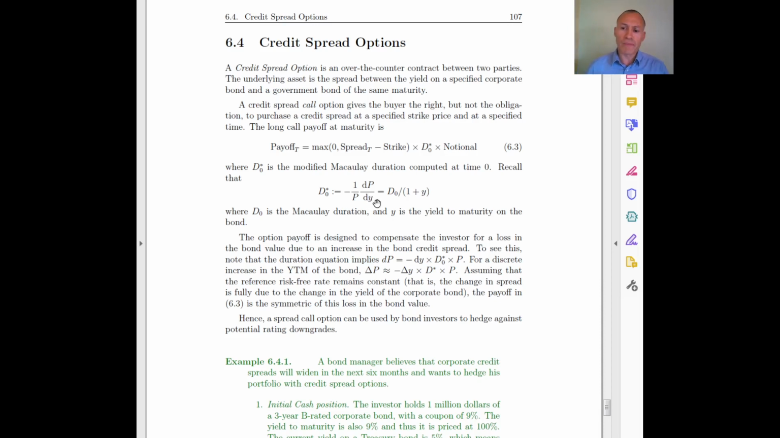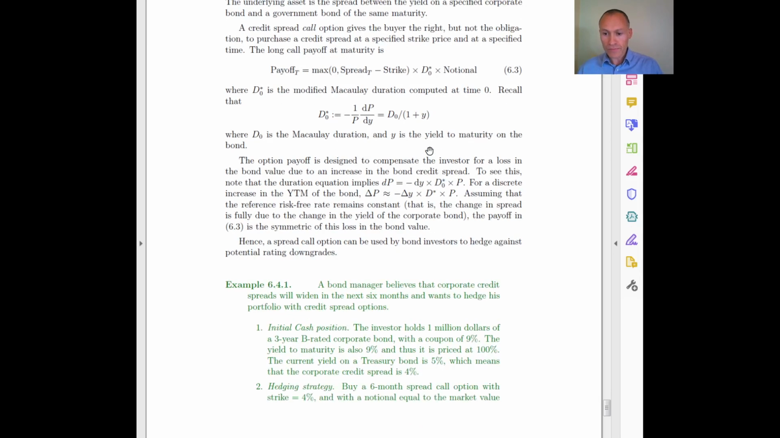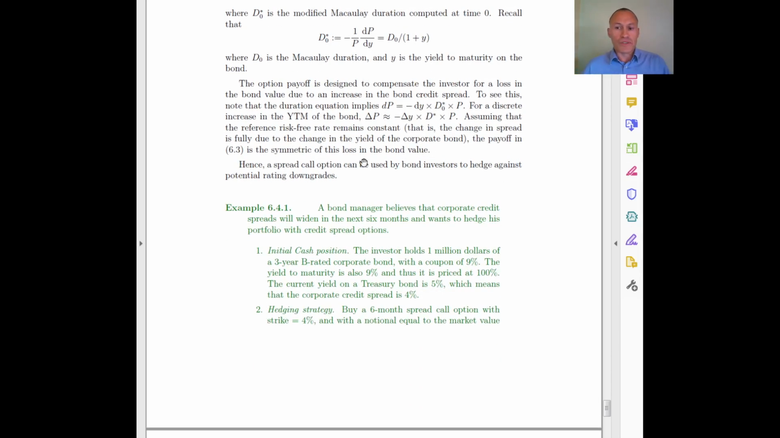So the idea is that the payoff of the option is designed in this way because it's going to compensate the investor for a loss in the bond value due to an increase in the bond credit spread. Okay, so that's the goal of defining it like this. Please read through these details here to see the math of how this is exactly the symmetric of the change in the value of the bond. Okay. So the idea is that this derivative, this spread call option, will hedge an investor against a change in the bond price coming from an increase in spread, which may come from a rating downgrade, for example.